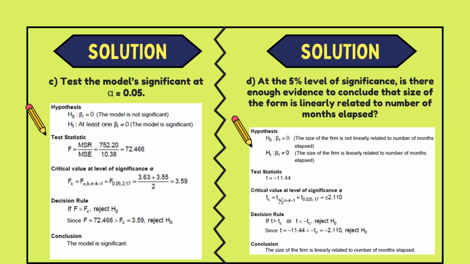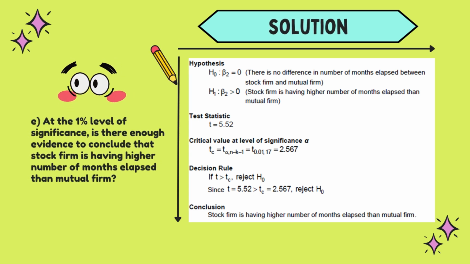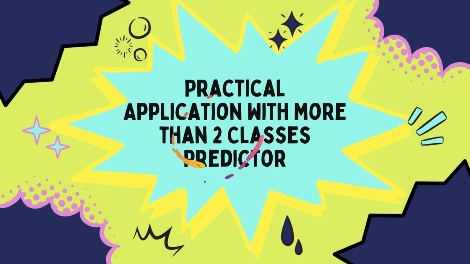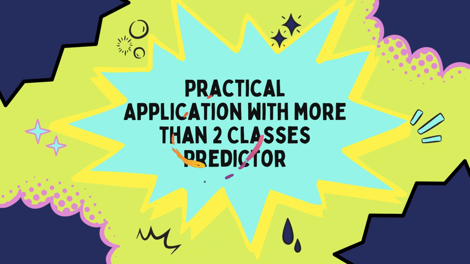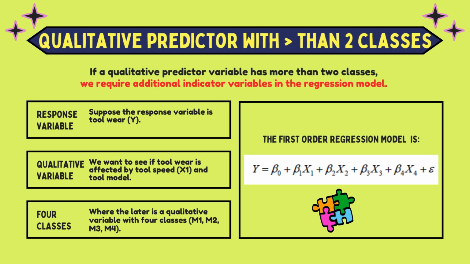Third, the practical application with more than two classes of predictors also needs to be explored. If a qualitative predictor variable has more than two classes, we require additional indicator variables in the regression model. As from the tool models, there are 4 models where Model 4, M4, has been assigned as the reference class, while M1, M2, and M3 represent X2, X3, and X4 in the MLR respectively.